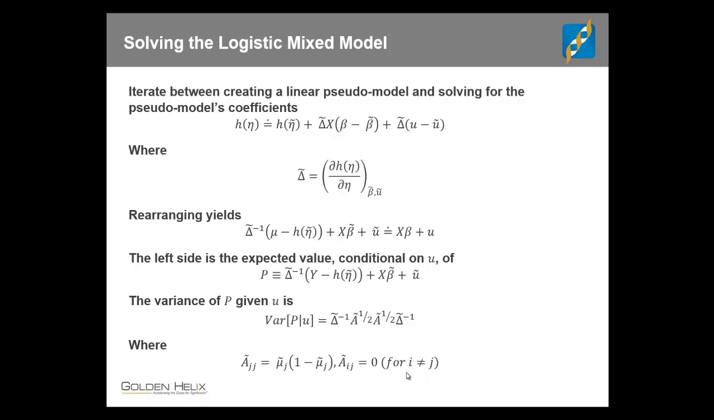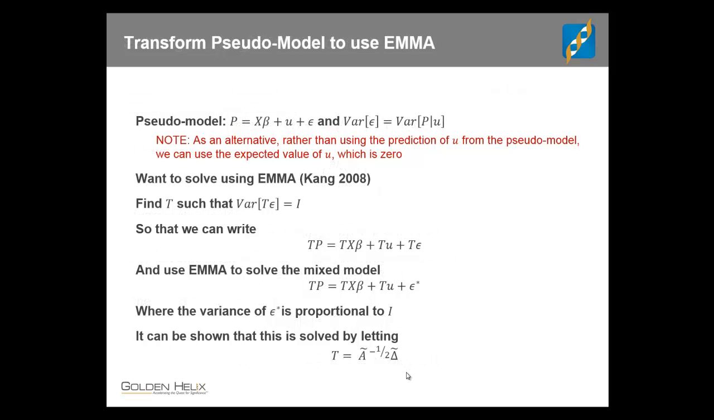So again, to compute the logistic mixed model, we're going to iterate back and forth to calculate those tentative values. And as an alternative, rather than using the prediction BLUP of u from the pseudo-model, we can use the expected value of u, which is 0.